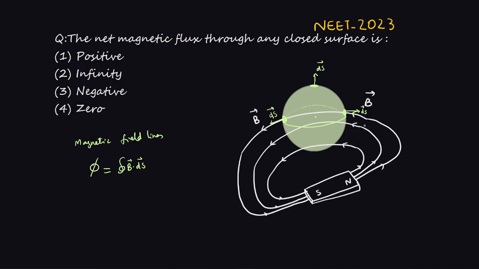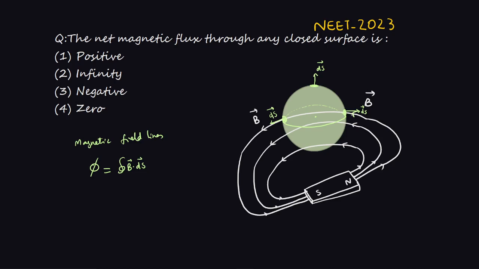Let n be the number of lines; here we are able to see 3, let us call it n. Let n lines enter the sphere from one side, and there are the same number of lines, n lines, leaving the surface. So let's calculate the flux on the entering side of the sphere and then on the leaving side. Then we will add the fluxes and we will get the total flux over the surface.